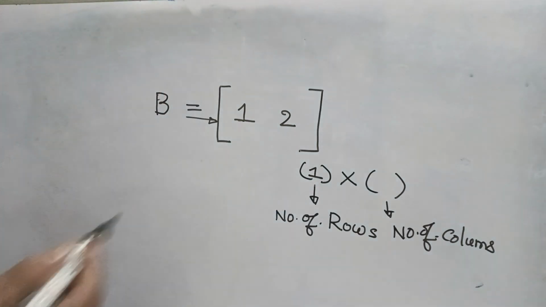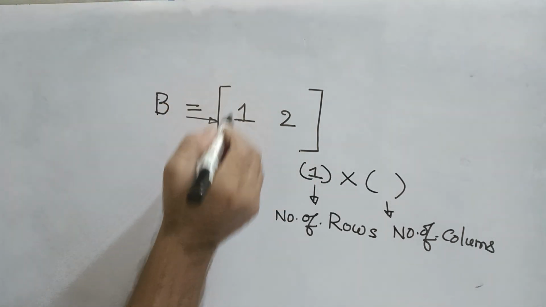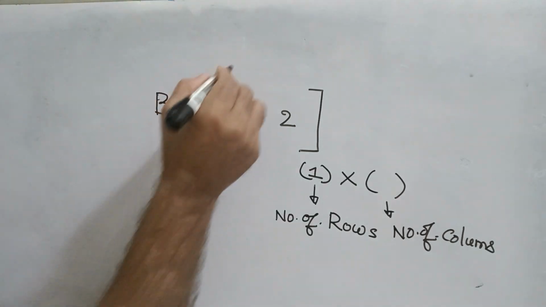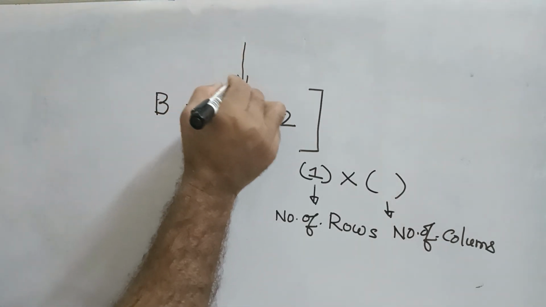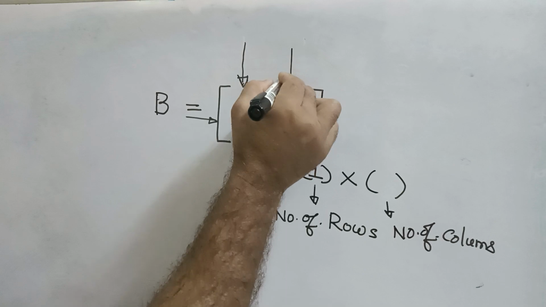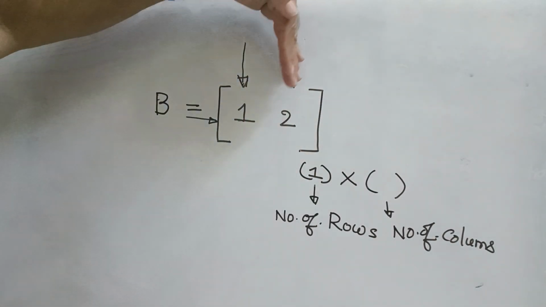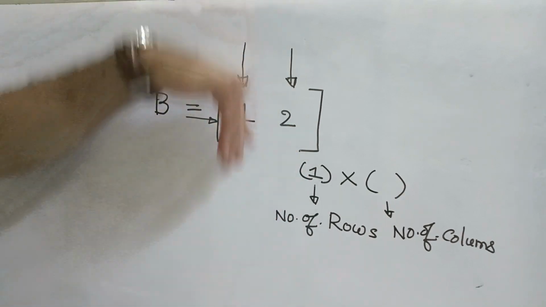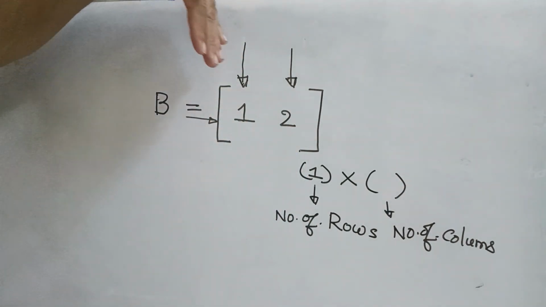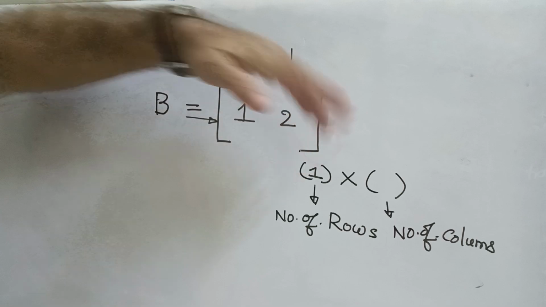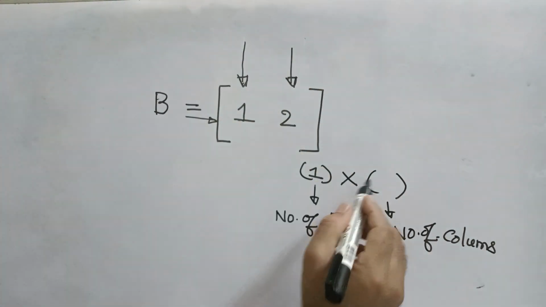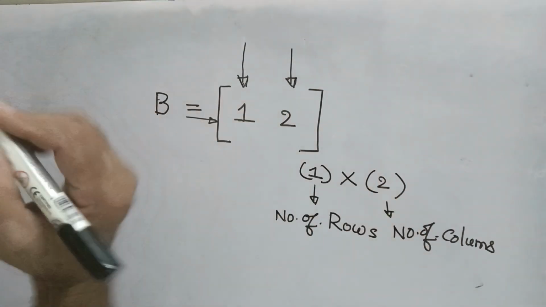Now, coming to the number of columns. How many columns? Columns are nothing but the vertical. So this is the first vertical, this is the second vertical. This is the first column, and this is the second column. How many columns are there? 2 columns are there. Therefore, right here, 2.